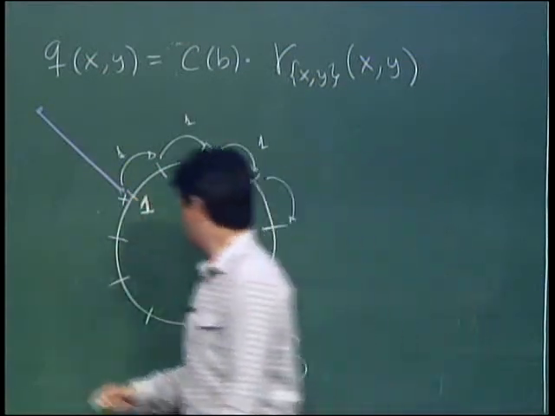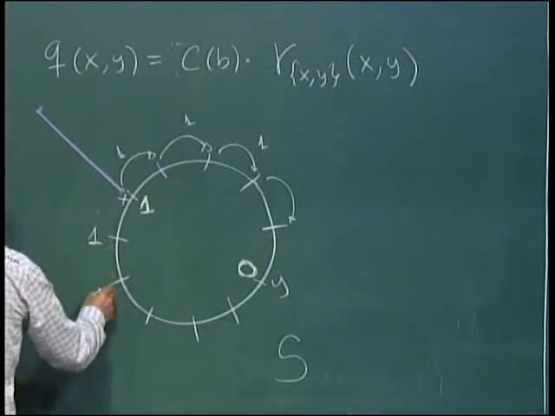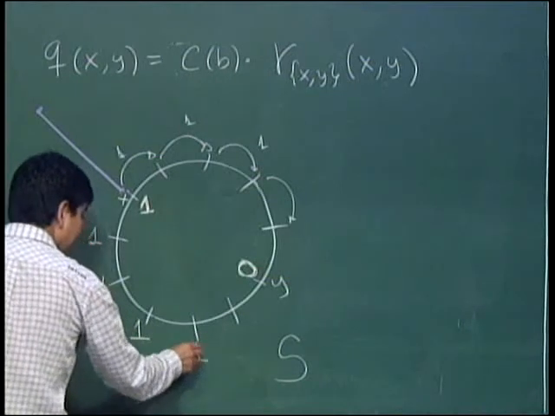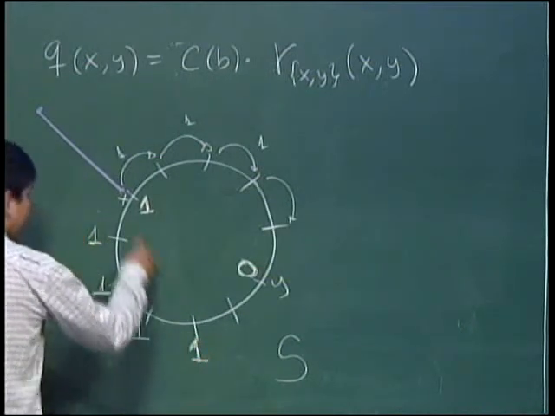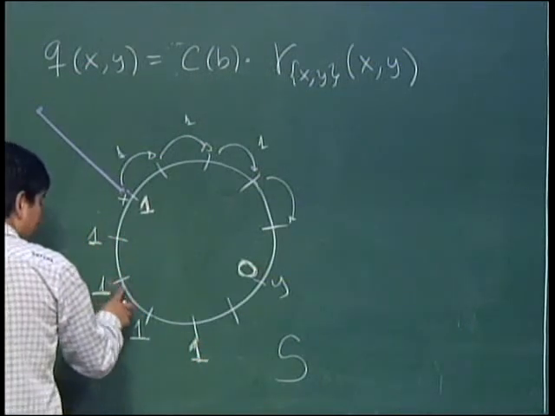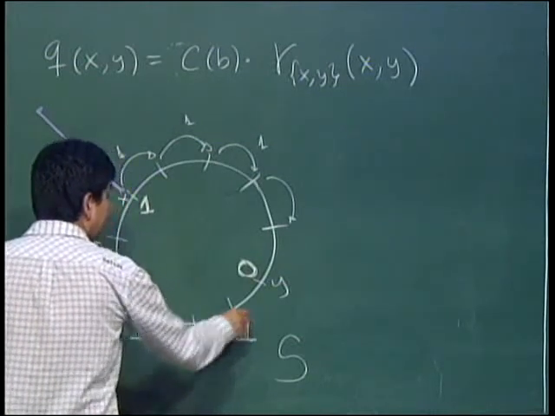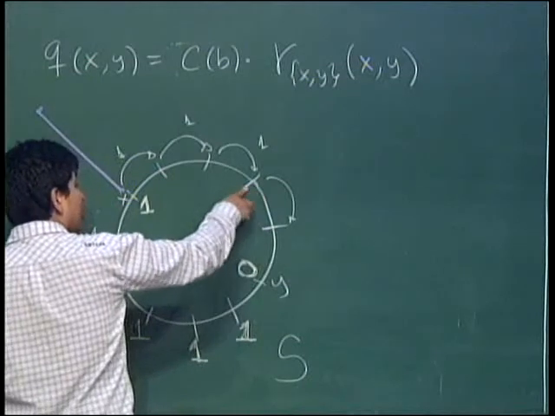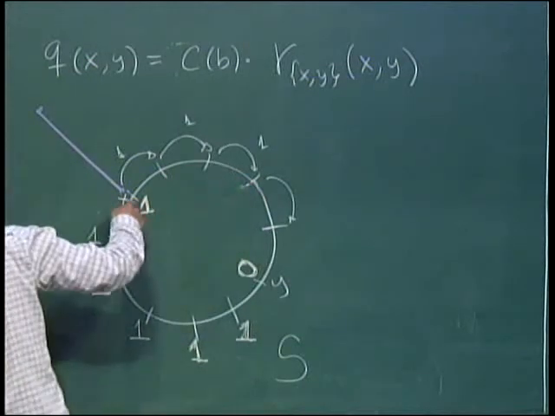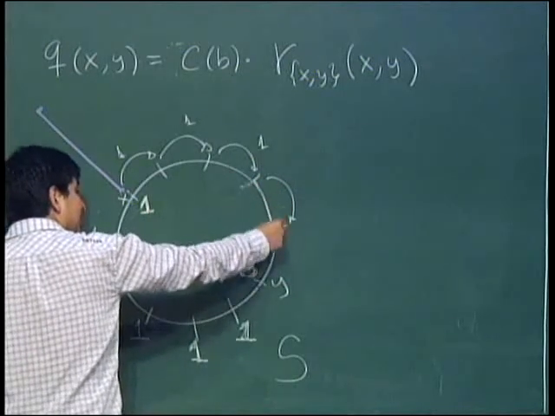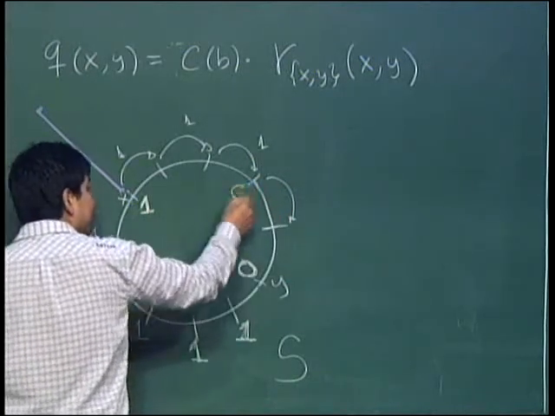So in the harmonic extension, you will put a 1 in all these positions, in all these sites, and now, if you are here, what is the probability of reaching x before reaching y? You can only jump to the right, so this probability is 0.